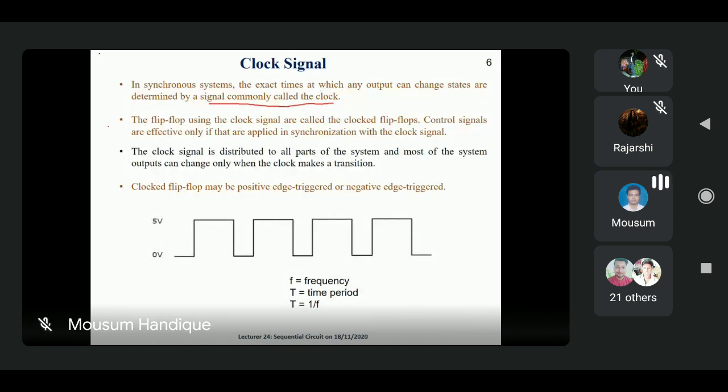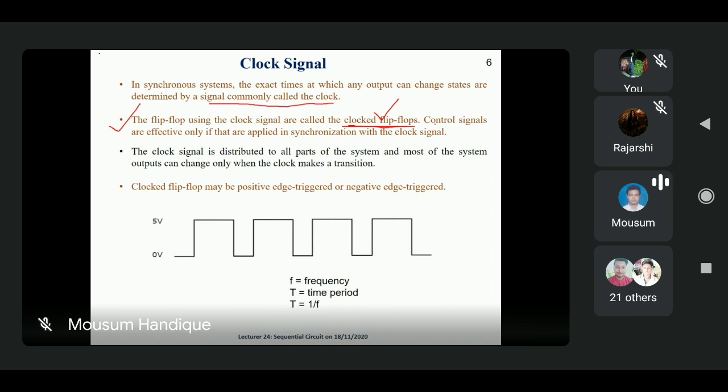See the second point here: flip flops using the clock signal are clocked flip flops. A flip flop is nothing but a type of latch, and if we use a clock signal in a latch, it is called a clocked flip flop. Control signals are effective only if they are applied in synchronization with the clock signal. That means this flip flop works when the clock signal is applied, so we are not using any level sensitive operation.